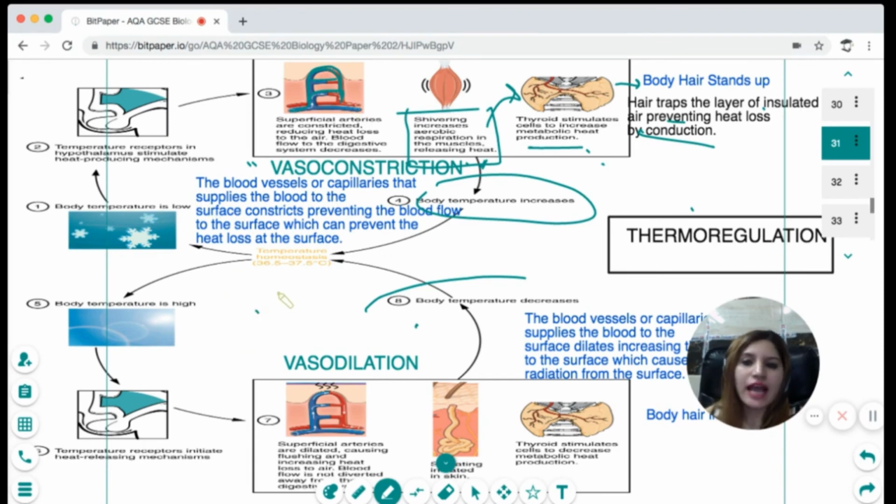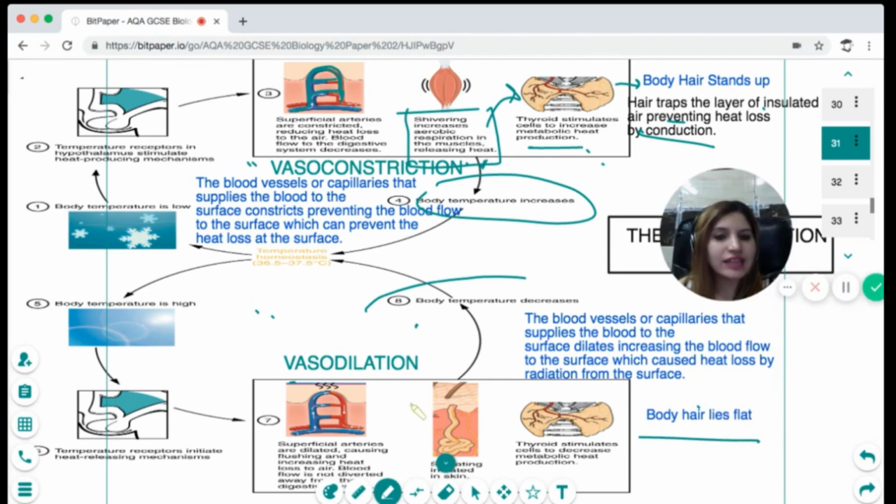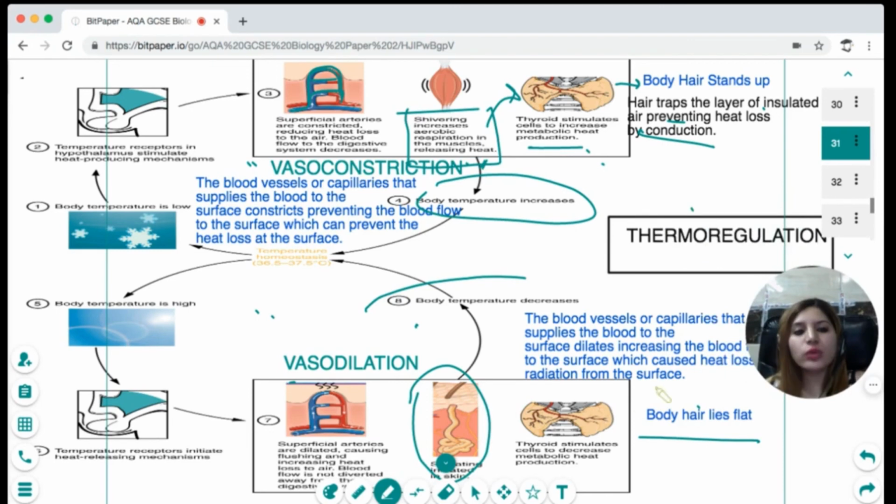On the other hand, when it gets too hot, the body hairs lie flat. There's sweating. The sweat glands produce sweat. The sweat causes cooling of the body by evaporation. The metabolism of the body decreases.